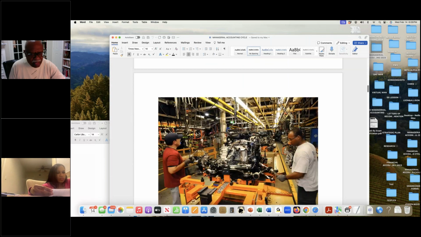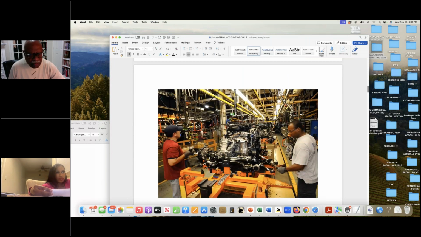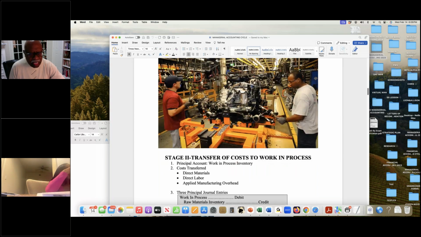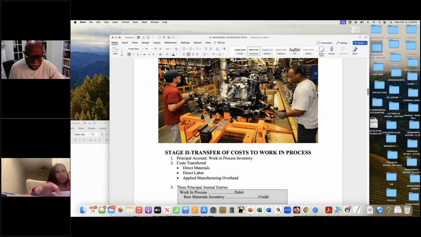The second set of inventory journal entries relate to making the items. So here we are on the production floor. There are always three costs that we'll be working with. First of all, direct materials.